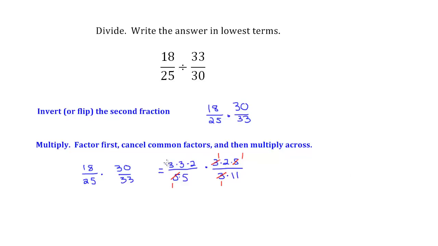So now we multiply across. 3 times 3 times 2, which is 18 times 2, which gives us 36 on the top. And 11 times 5 times 1 times 1, or 55 in the denominator. We box our answer and we're done. We've simplified as far as possible. 18/25 divided by 33/30 is equivalent to 36/55 when written in lowest terms.